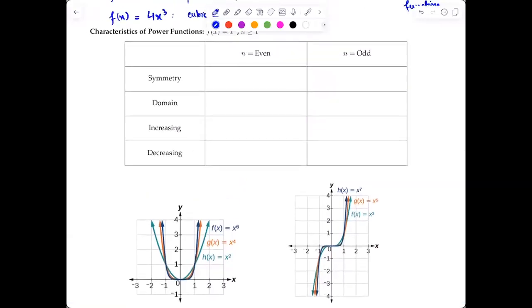Now, for even functions, so all power functions of even power, you can see the function is symmetrical with respect to the y-axis, because these are the even functions. Here you have the function symmetrical with respect to the origin, an odd function. So when n is even, you have even functions, so symmetry with respect to the y-axis. When n is odd, the function is an odd function, therefore the graph is symmetrical with respect to the origin.